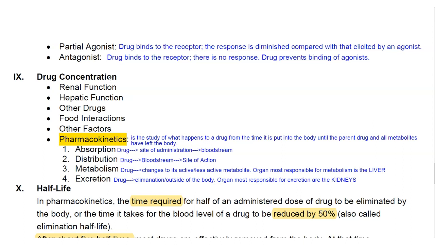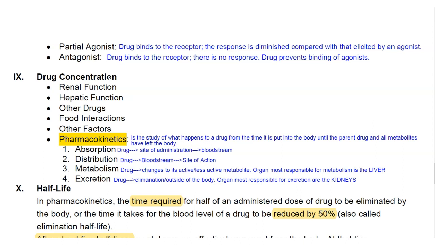Now, hepatic function can also affect drug concentration. How it does that is because the hepatic function, or the liver function, helps metabolize certain drugs. It basically converts drugs into their active and inactive components. So depending on the medication and the patient's response to it, it may cause a decrease in drug concentration. And sometimes, depending on the drug, it may cause an increase of drug concentration.